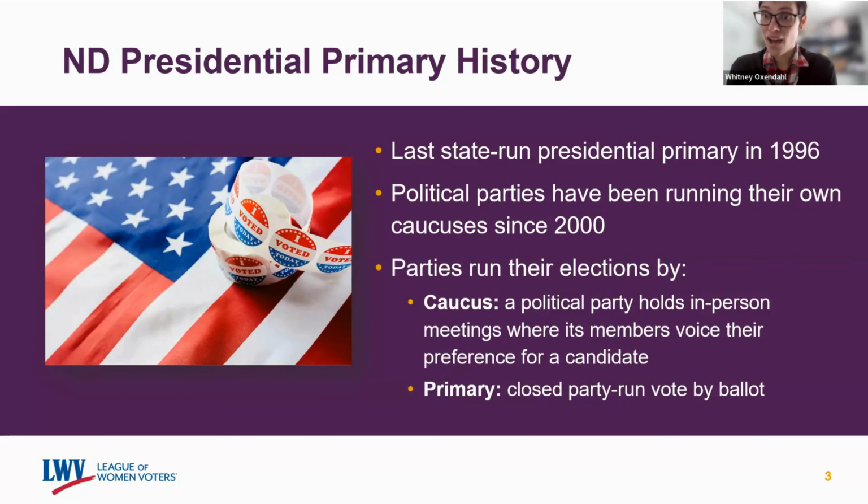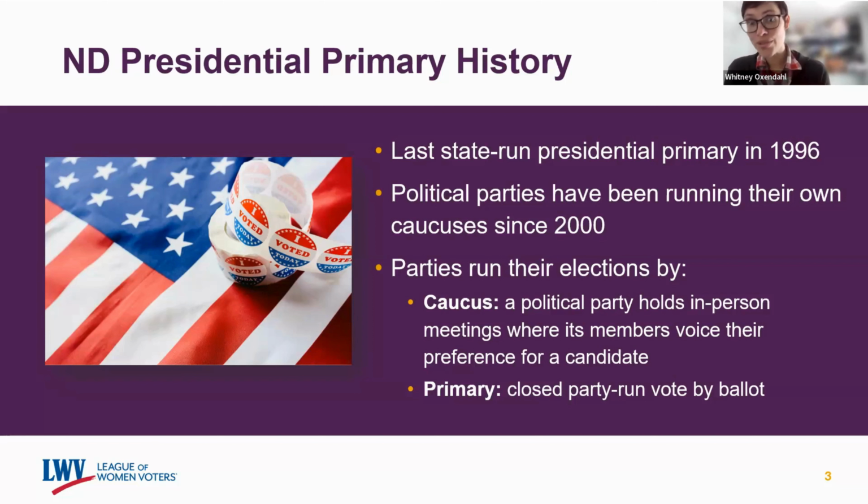Mostly they've been holding caucuses, which is when a political party holds in-person meetings where its members voice their preference for a candidate. And it will also usually include speeches by candidates or people who support those candidates trying to persuade others to vote in favor of those candidates. So it's an in-person meeting process. You'll see that this year, the Dem-NPL is doing a party-run primary, which is a closed party-run vote by ballot. So you don't have that in-person meeting piece.